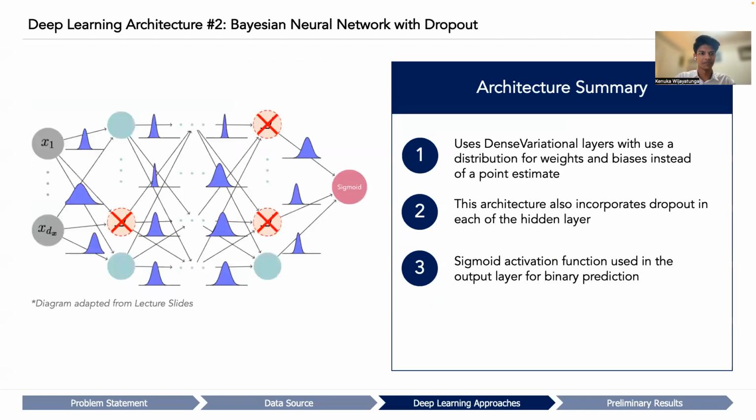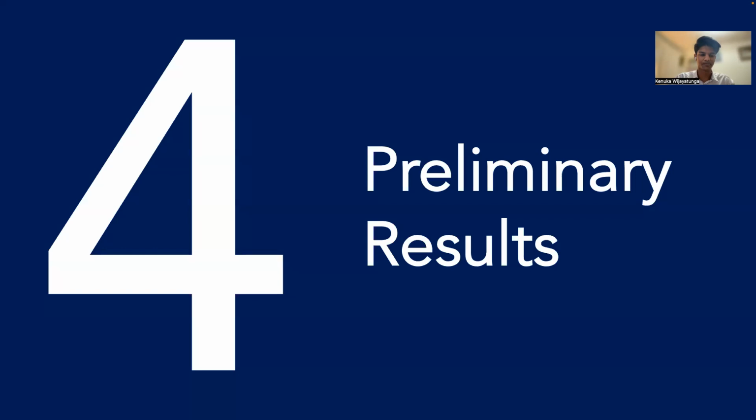The second architecture was a Bayesian neural network, which instead of using a point estimate for weights and biases, instead uses a distribution with a mean and a standard deviation for those values. This architecture also uses dropout, which essentially turns on and off random neurons in the training process. And once again, we see a sigmoid activation function in the output layer for binary prediction.